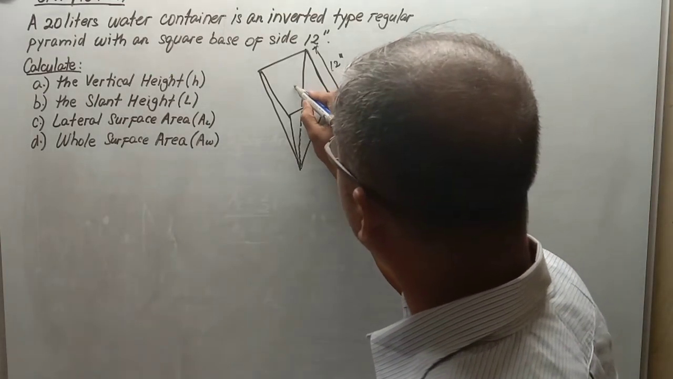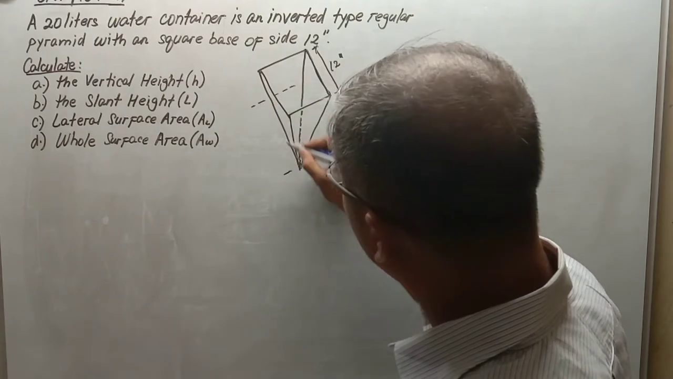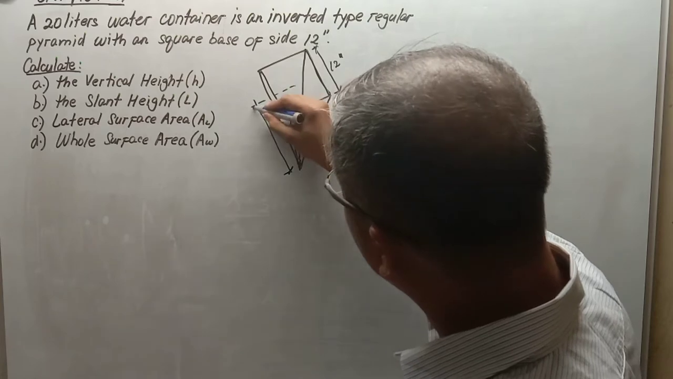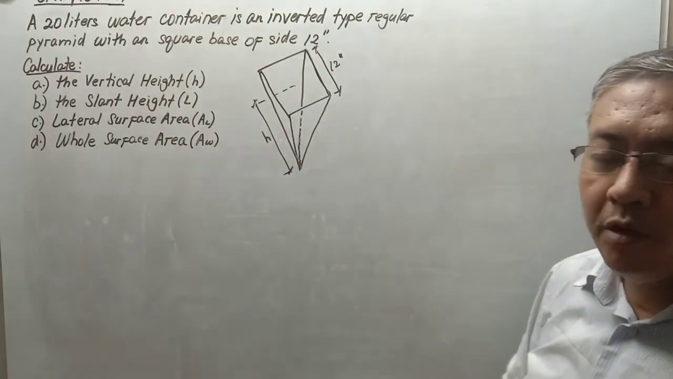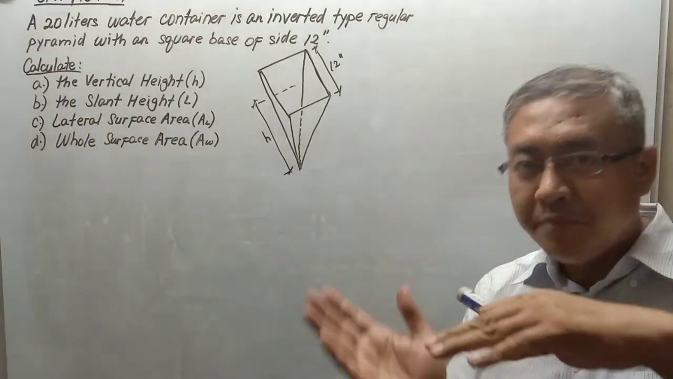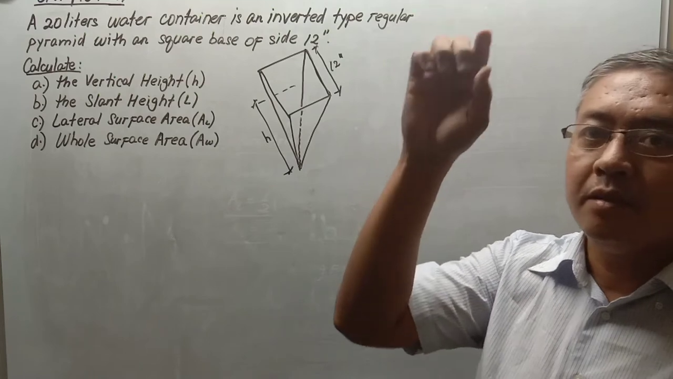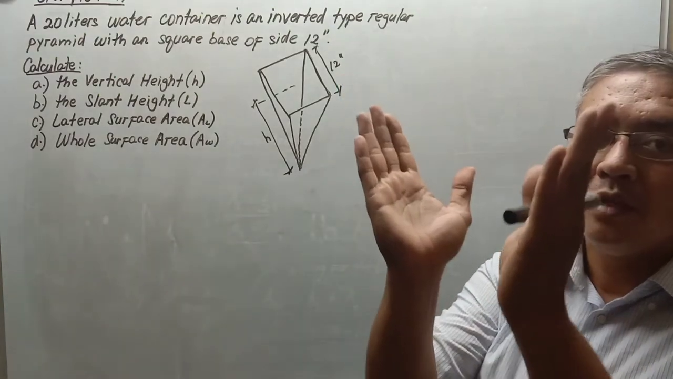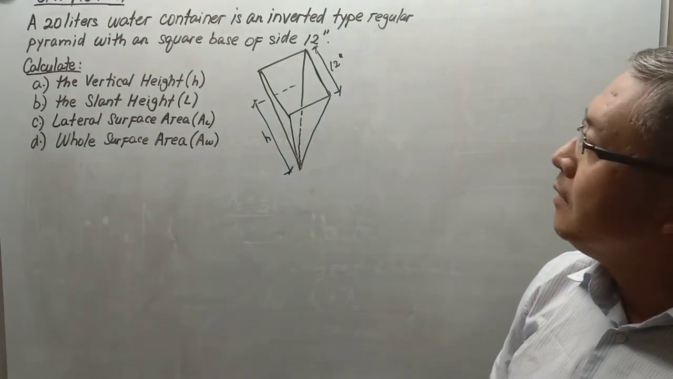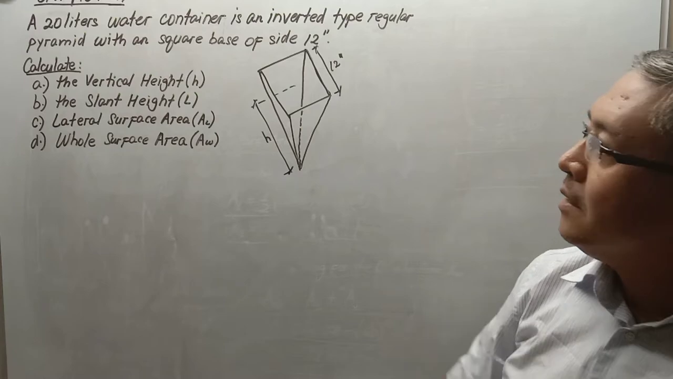And this one is the vertical height. So we are considering a regular pyramid, but inverted, okay? So the base will be on the top, and the vertex will be at the bottom. So it's an inverted type water container. Okay. So the given in this problem is 20 liters.